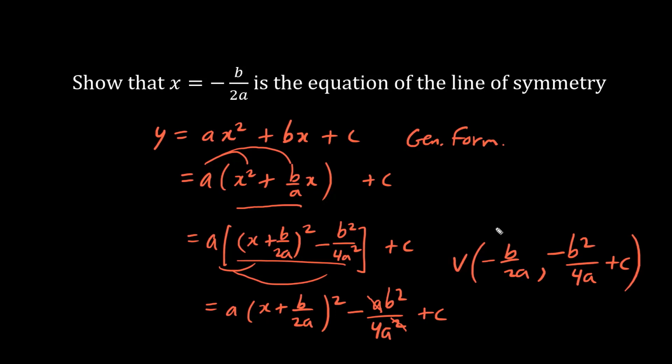So in general, the equation of the line of symmetry runs through the x value of the vertex. Thus, x equals negative b over 2a.